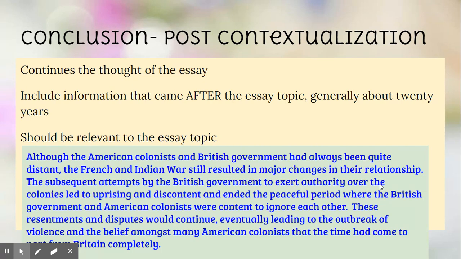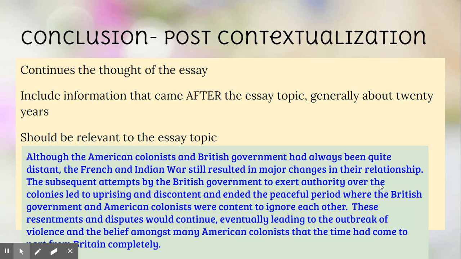This is where you also want to avoid, and there'll be a note about this later, another common thing people want to do, which is to say, and this made the United States the nation it is today, and give us all these little happily ever after things. We don't do that. So you stick close to the time period.